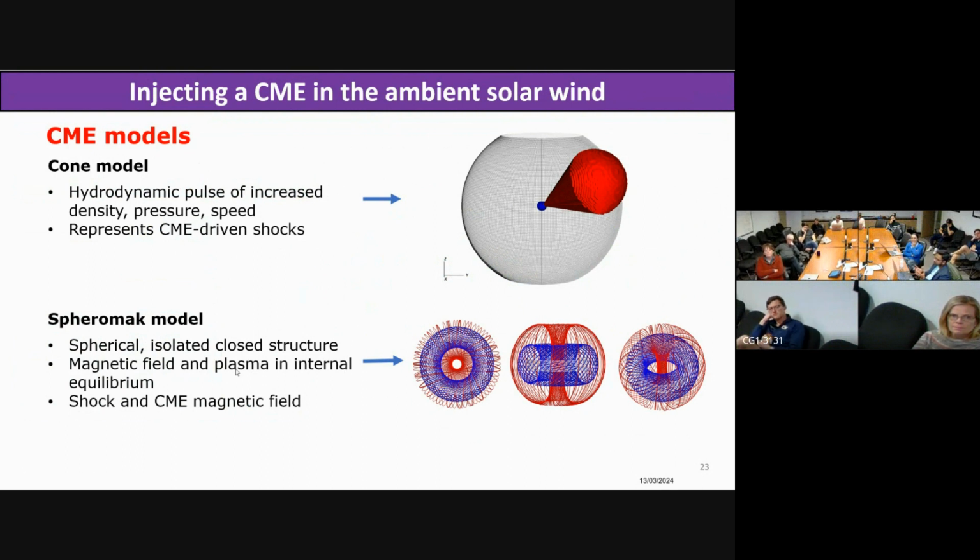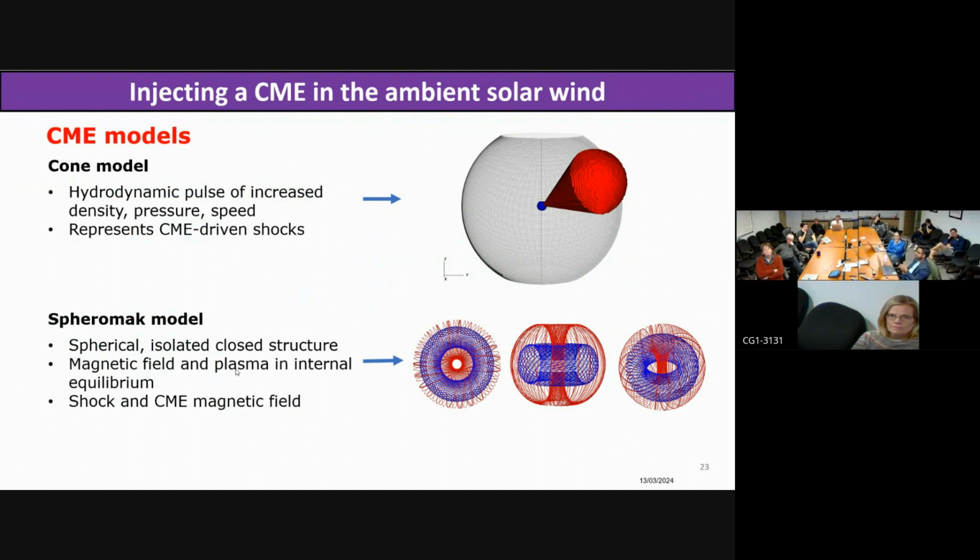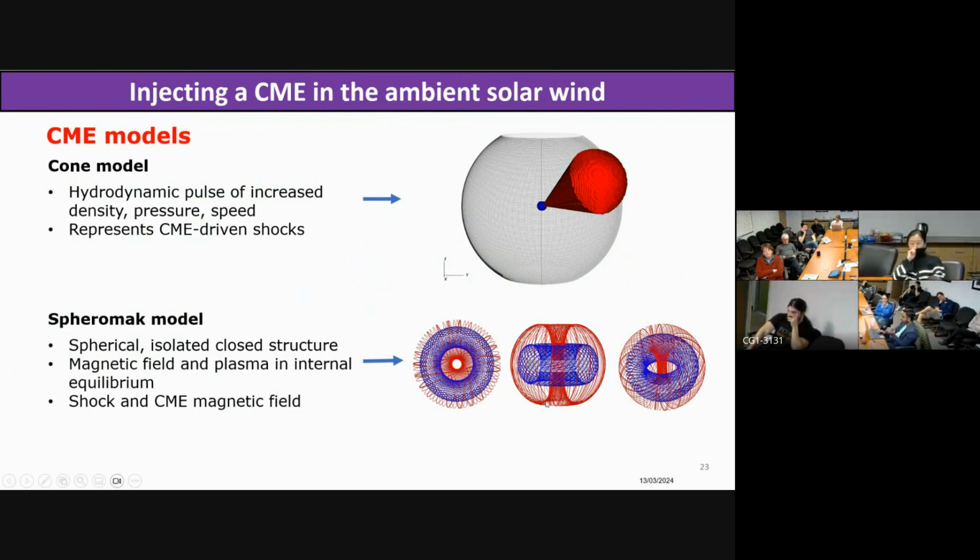One of the widely used models is the spheromak model that we use to mimic a CME here. So here the spheromak configuration viewed at different angles is shown. And also you can see there is one symmetry axis, which is along this. Along this symmetry axis there is also a magnetic axis, which I call the axis of the toroidal part of the spheromak.